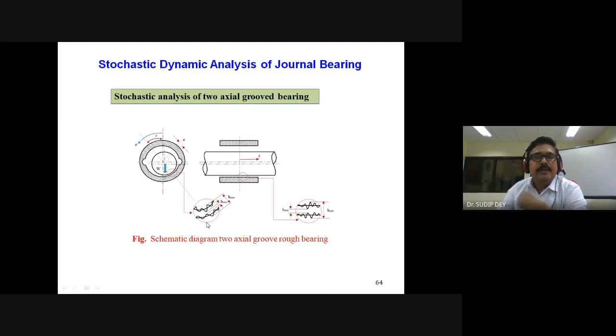Now coming to the stochastic dynamic analysis of the two axial groove bearing, wherein there are two grooves and in between there is the journal. Here you can understand the bearing surface is actually not a smooth surface; there will always be some undulation, and this is the reason the friction and everything will change everywhere in the entire circular envelope.